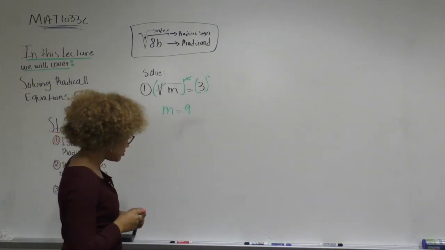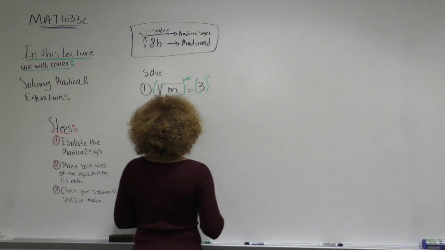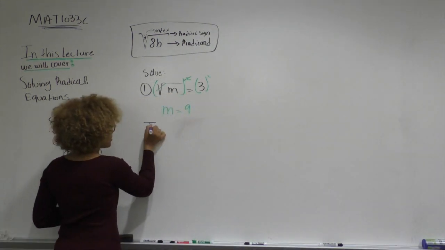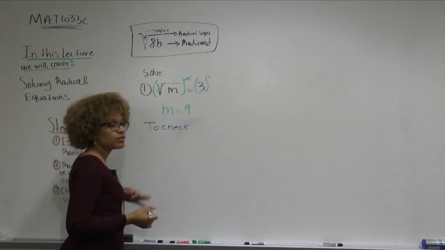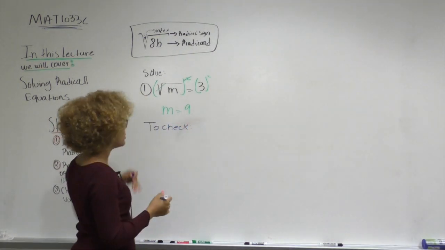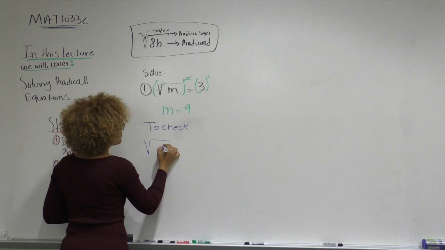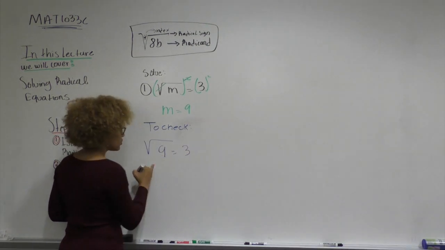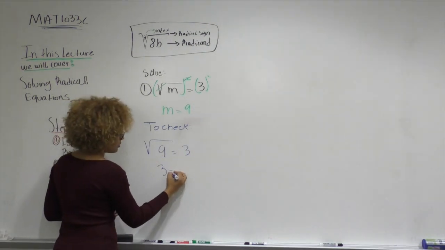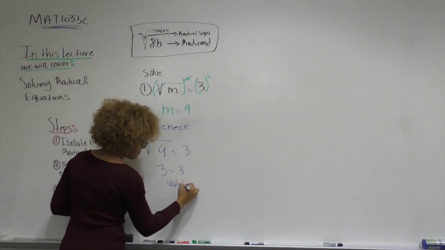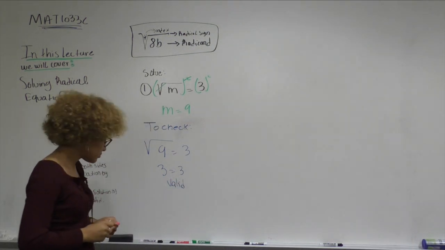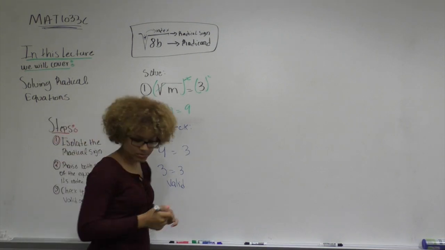Okay? Now I need to check my answer. So to check, I'm going to substitute the value I have found for m into the original equation. It's going to be the square root of 9 equals 3. The square root of 9 is 3. Does 3 equal 3? Yes. So this is a valid answer. Okay? Let's do another example.